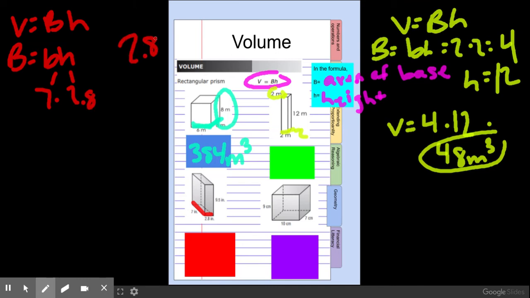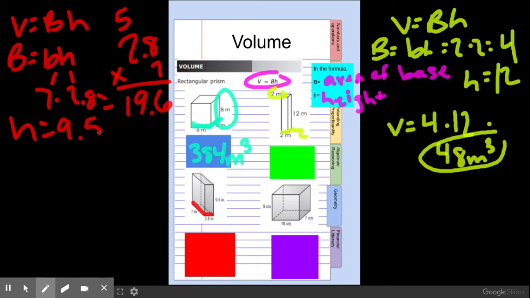So 2.8 times 7. Seven times 8 is 56. 7 times 2 is 14, plus 5 is 19. We move our decimal 1. So it's 19.6 for big B. And then our h is how tall it is, which is 9.5. So now we're going to plug those into our formula. So our big B we said is 19.6 times our h, which is 9.5. So we're going to multiply those together.